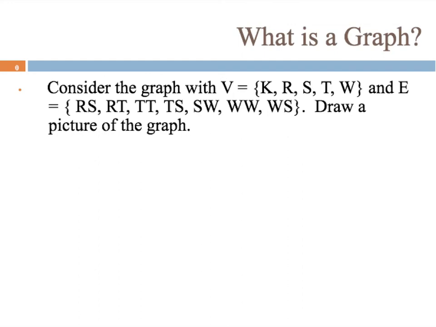Now let's try to draw a picture, given some vertices and edges. Consider the graph with vertices K, R, S, T, and W. I'm just going to draw these in random spots because it really doesn't matter what the graph looks like as long as everything is connected properly. So here I'm just going to draw 5 dots, and label each one: K, R, S, T, and W.